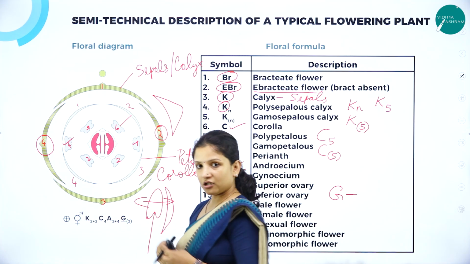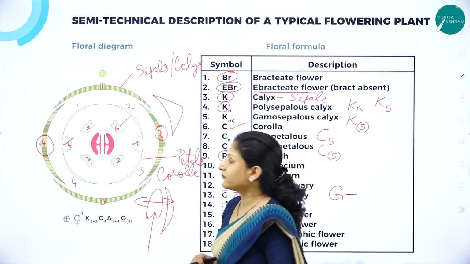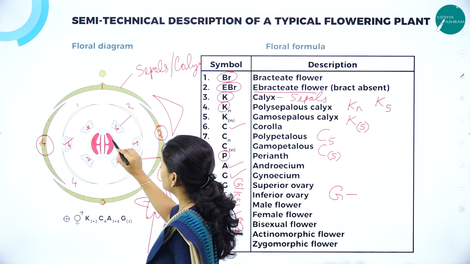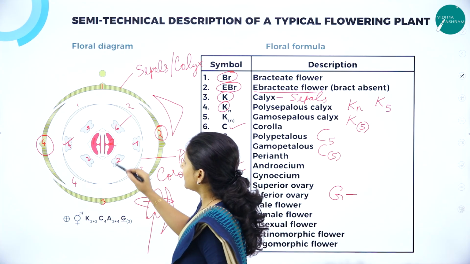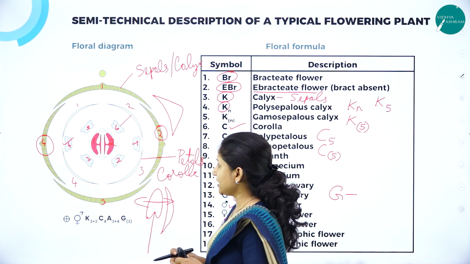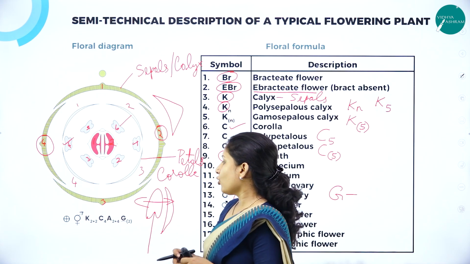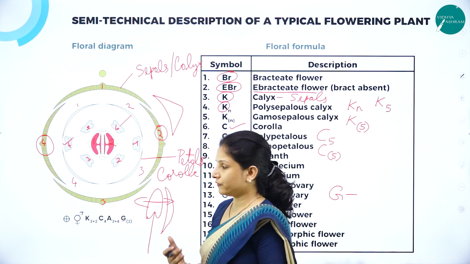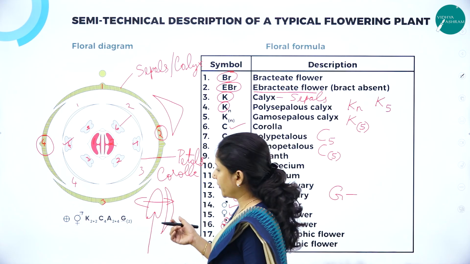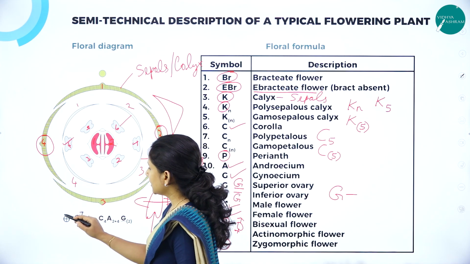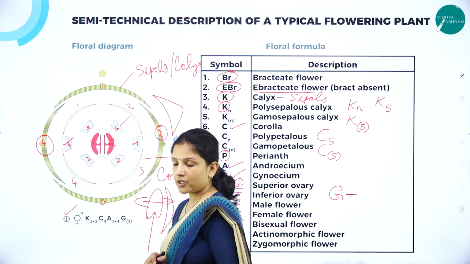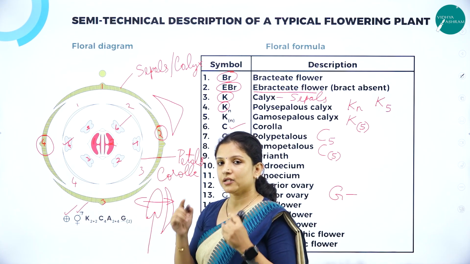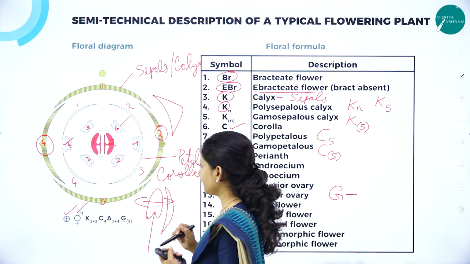Next, talking about the innermost whorl, which is the female reproductive part, that is the gynoecium. In this case, the gynoecium is bicarpellary, one and second, and they are fused to each other. And the ovary, while looking at the flower, is a superior ovary. So that is how you write the floral formula. Now, if you can see here, the flower is actinomorphic. It is a bisexual flower wherein the male and the female reproductive structures are present in the same flower.